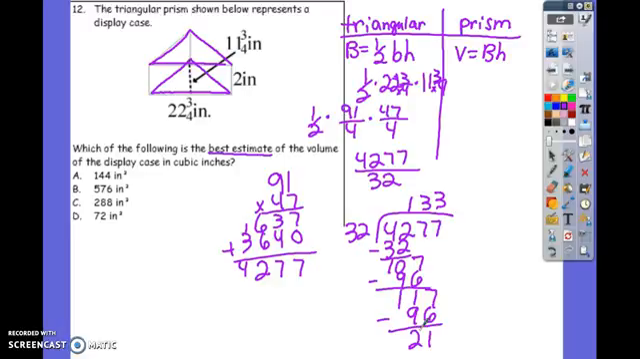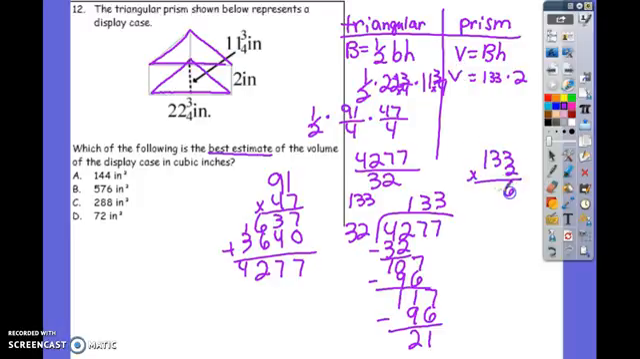Okay, so we're looking for an estimate. So we're going to say that the area of the triangle is 133. So now let's go over to finding the volume. So the area of the base is 133. The height is 2. So we're going to multiply 133 times 2.